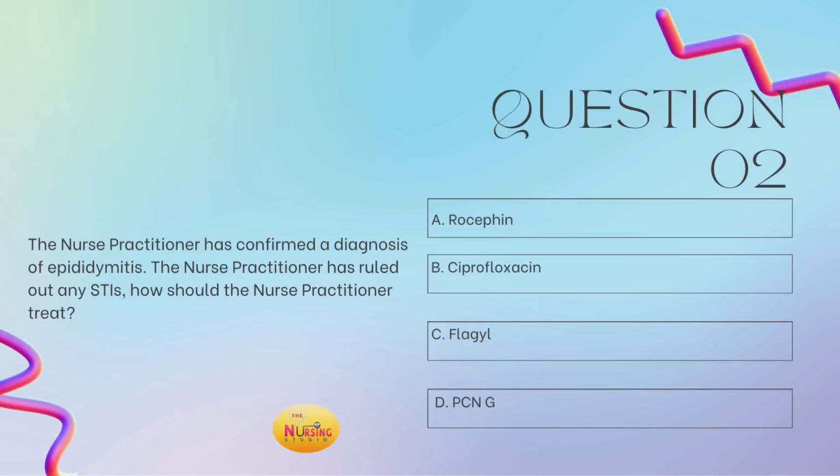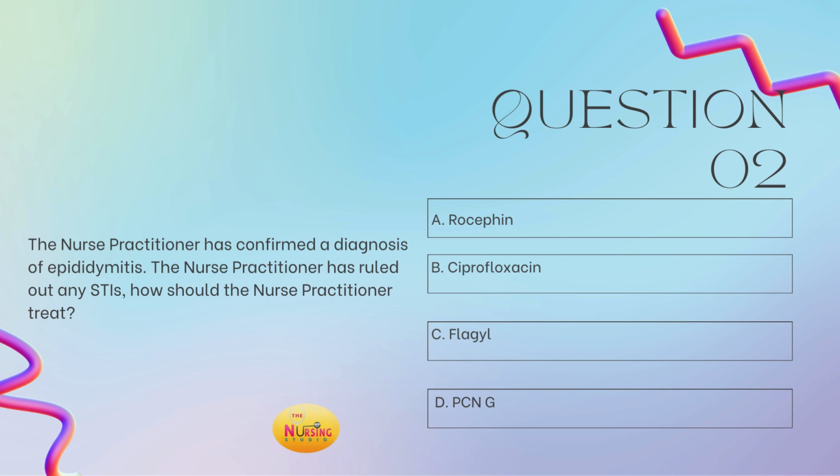All right, question number two. The nurse practitioner has confirmed a diagnosis of epididymitis. The nurse practitioner has ruled out any STIs. How should the nurse practitioner treat? Is it A, Rocephin, B, ciprofloxacin, C, Flagyl, or D, penicillin G? Take a moment and tell me what you got in the comments, you guys.